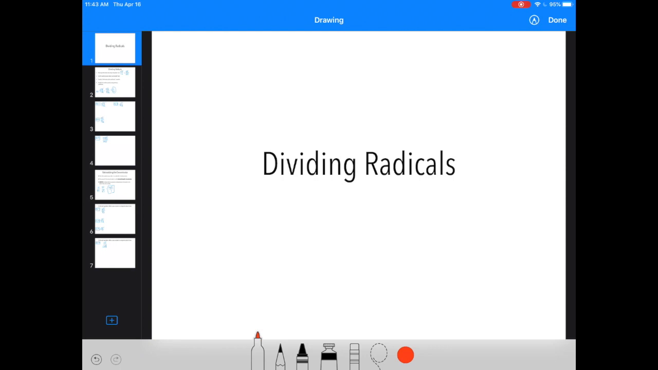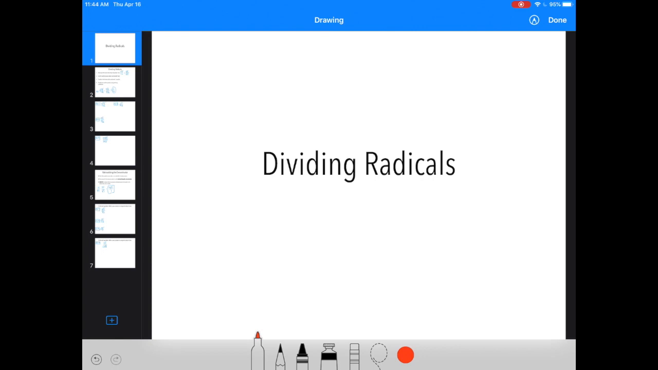Hello everybody, we are starting a new section today and we'll be looking at dividing radicals. So we've looked at adding and subtracting radicals. Remember, when we add and subtract radicals, we make sure we have the same junk in our trunk, the same radicand, and we add or subtract our coefficients.